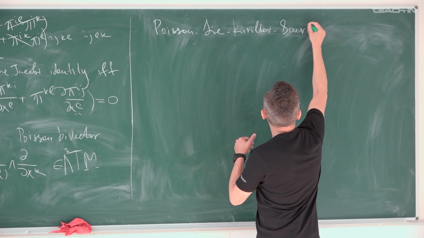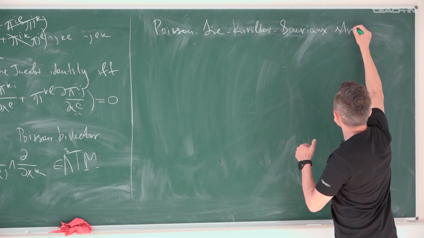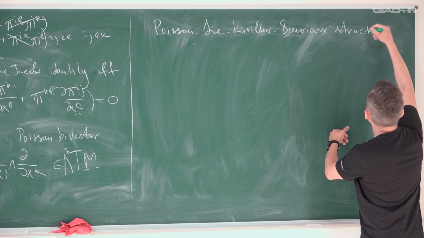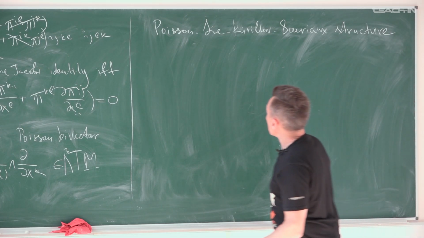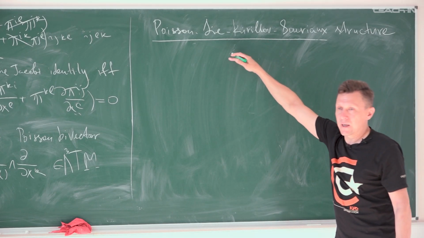Poisson-Lie-Kirillov-Souriau structure. Souriau structure. But in different textbooks, there are different names for the structure.